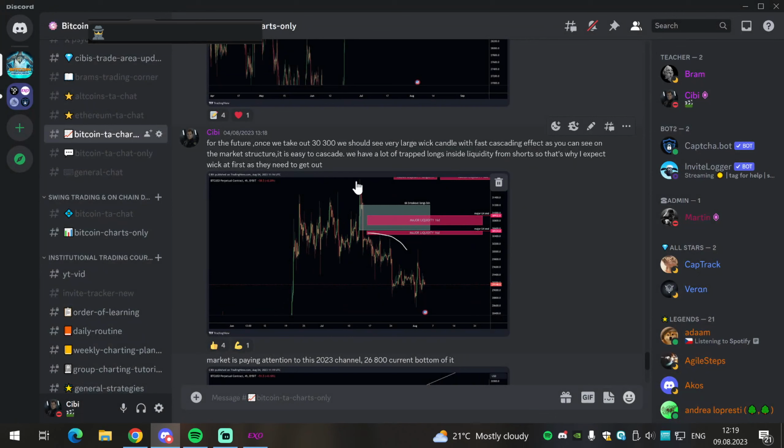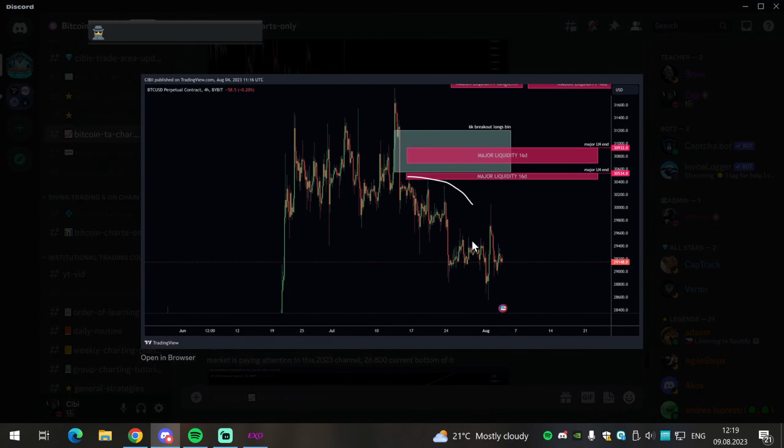So for the future, once we take out 30,300, we should see a very large weak candle with fast cascading effects. As you can see on the market structure, it's easy to cascade. We have a lot of trapped longs inside liquidity from short, so that's why I expect weakness at first, and they need to get out.